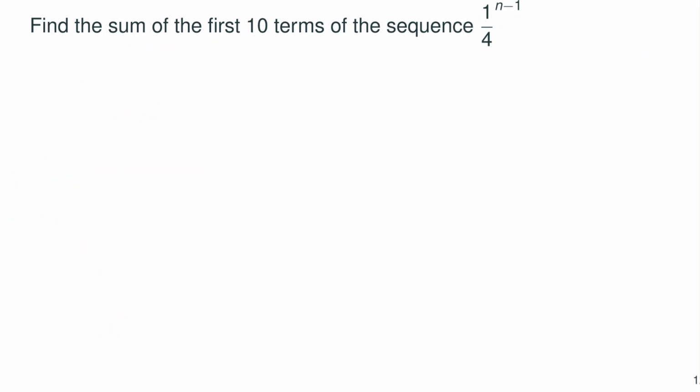Find the sum of the first 10 terms of the sequence, 1/4 to the n minus 1 power. So this is like this. We have a geometric sequence with a common ratio of 1 over 4. So the common ratio is 1 over 4, and the first term is 1, right? This we can think of as 1 times 1 over 4 to the n minus 1 power.